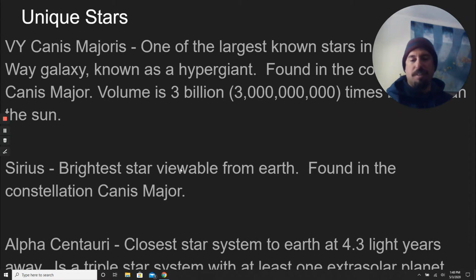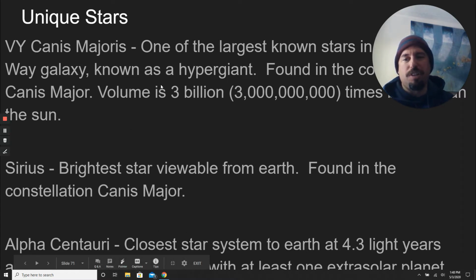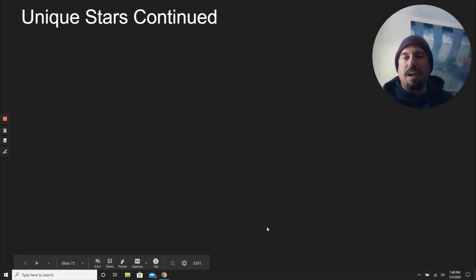It's a triple star system. So instead of having just one star like our sun, there's actually 3 stars, and all 3 stars are kind of circling around the center point of gravity between those 3. And we know there's at least one extrasolar planet. So there's one planet at least around that star system. So we have the largest star, the brightest star, the closest star, and there's a couple more.